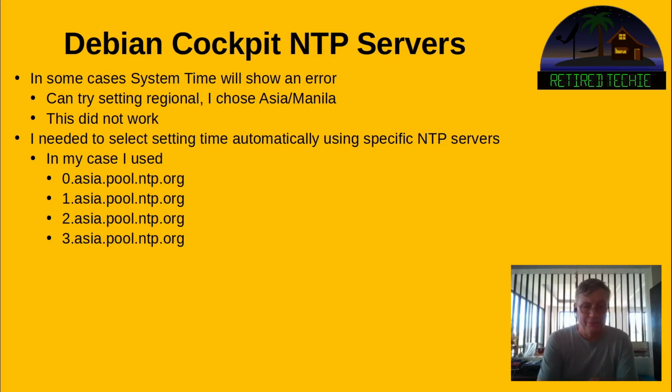Okay, another issue I had was with the time servers. I left them in automatic, and it was showing an error on the main Cockpit page. So I tried setting it to the region, aka Asia/Manila. This didn't work either. I actually ended up needing to go in and specify which NTP servers I wanted to use. In this case, 0.asia.pool.ntp.org through 3.asia.pool.ntp.org. Once I specified those, I didn't have any more problems with the network time servers or time protocol. So if it works in automatic for you, great. If you have to set a region, that's the next easiest.